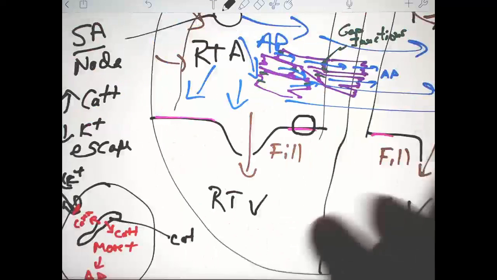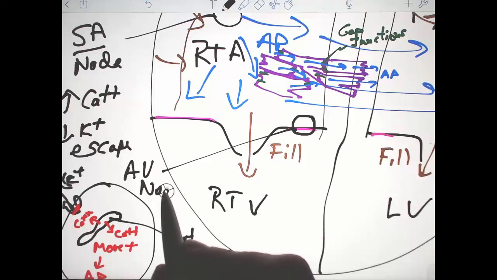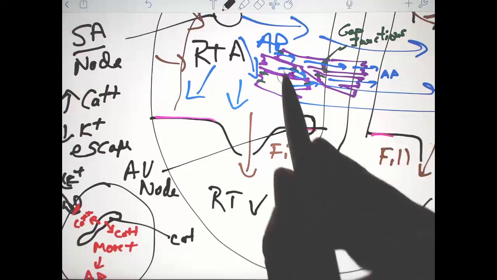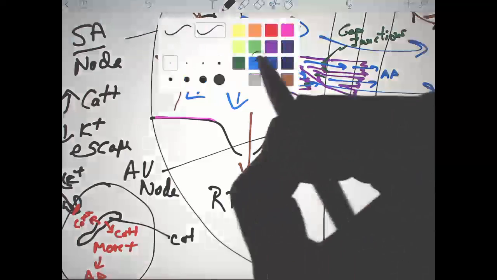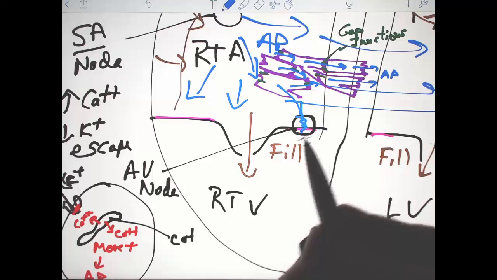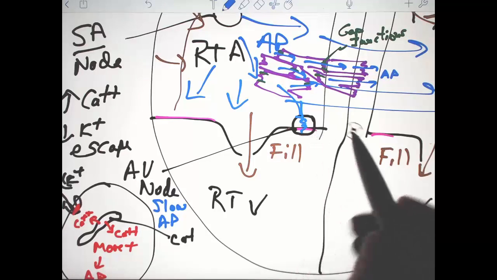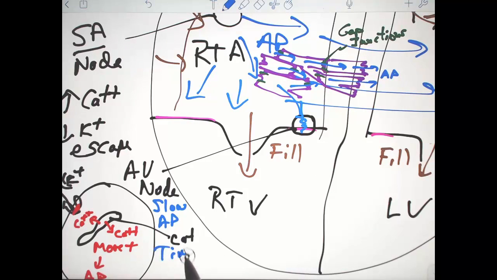So how does the action potential get from the atria to the ventricles? There's a second group of cells. This one is the AV node, atrioventricular node, specialized for slow conduction. So slow conduction, slow action potentials. That gives time to fill the ventricles.